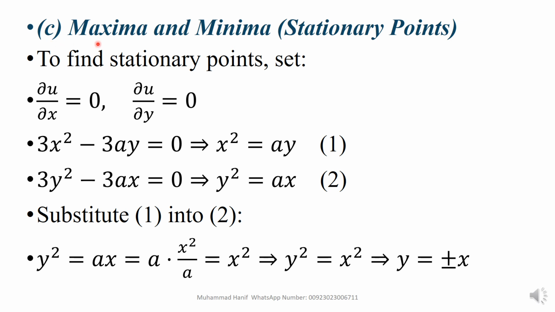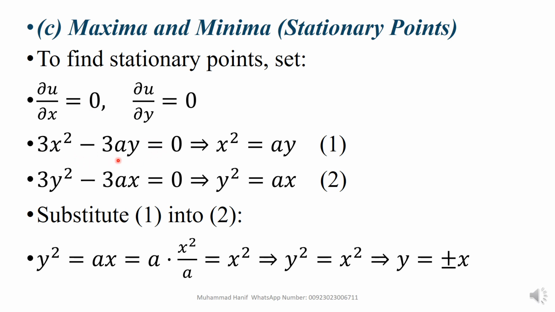Point C, maxima and minima, stationary points. To find a stationary point, set ∂u/∂x = 0 and ∂u/∂y = 0. You must remember. You have already got ∂u/∂x, so we put in these values, and equal sign we write 0 here.